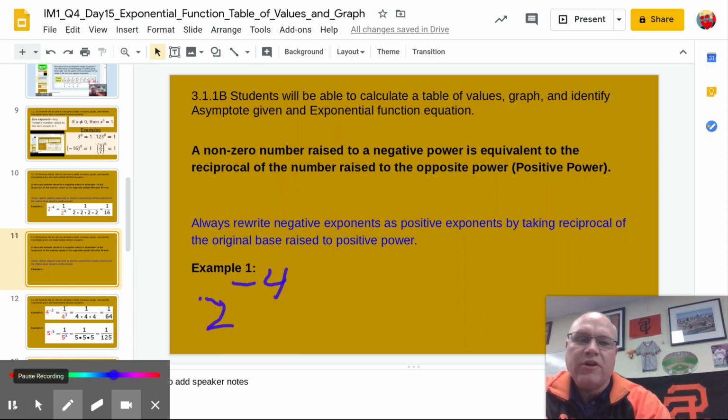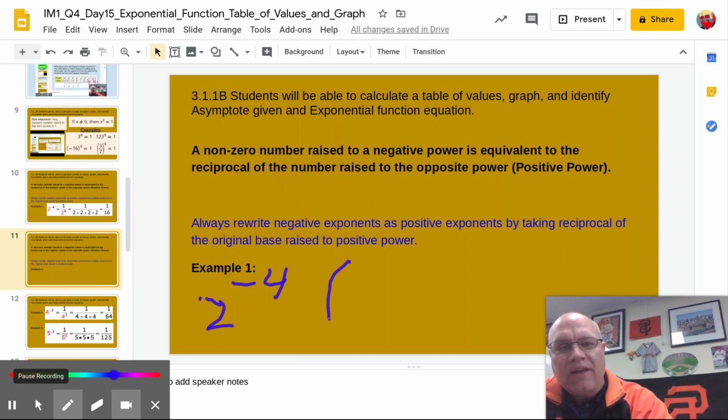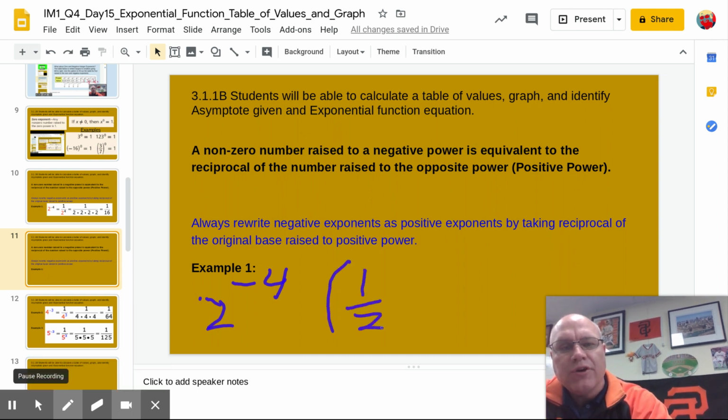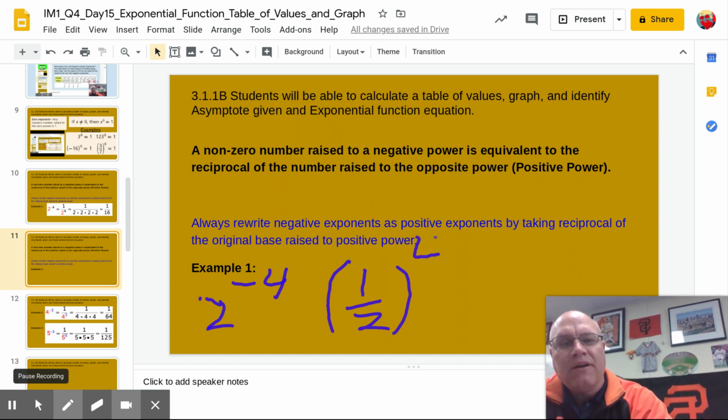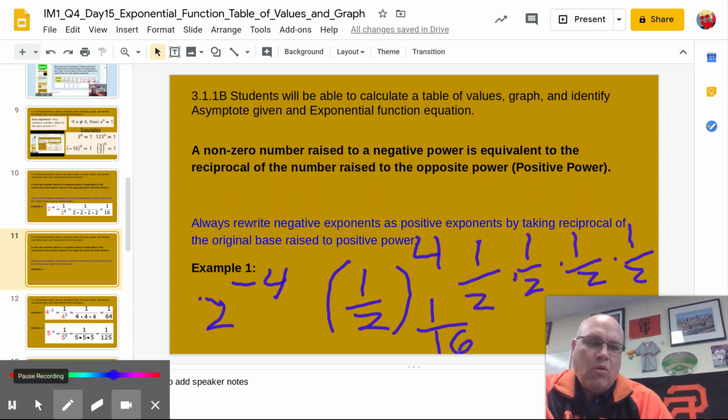I have 2 to the negative 4th power. What's the reciprocal of 2? That's right, it's 1/2. So I'm going to rewrite this as 1 over 2 to the positive 4th power. What does that mean? That means I have 1/2 times 1/2 times 1/2 times 1/2, which equals 1 over 16. So 2 to the negative 4th power, if we evaluate that, becomes 1/16.